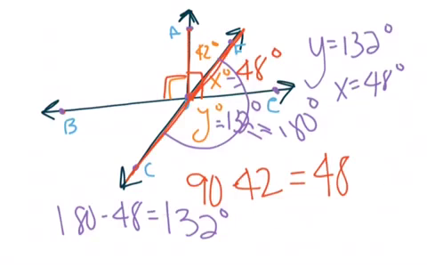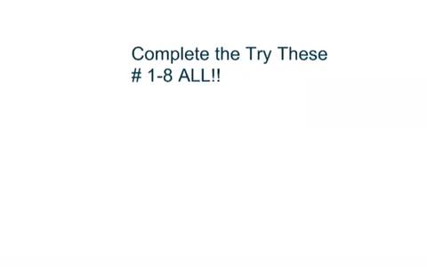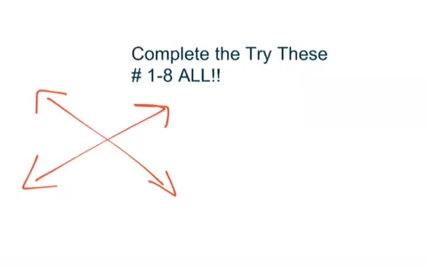Okay? Alrighty. So we're going to experiment more with this topic in class. But I want to go to the try these, numbers 1 through 8. So we're going to do number 1 together. It says, name an angle congruent to angle 1. So for the first set of try these, they have these two intersecting lines. Angle 1 is right here. It says name an angle congruent to angle 1. So which angle is congruent to angle 1?